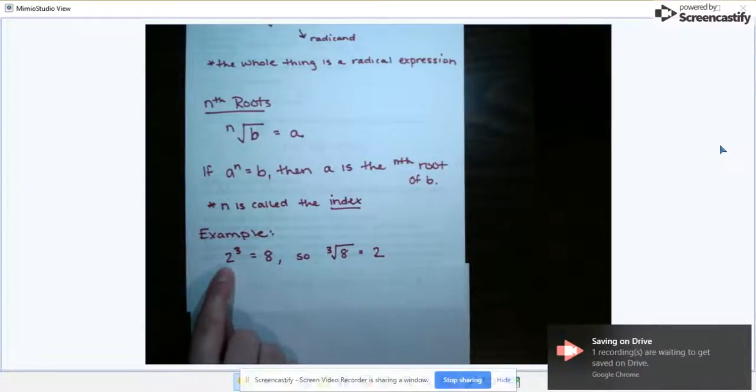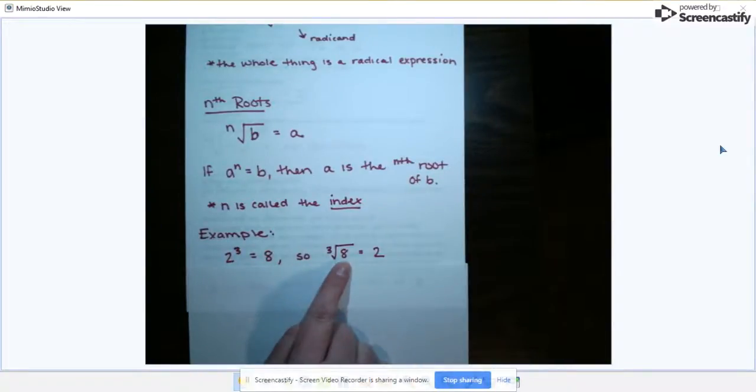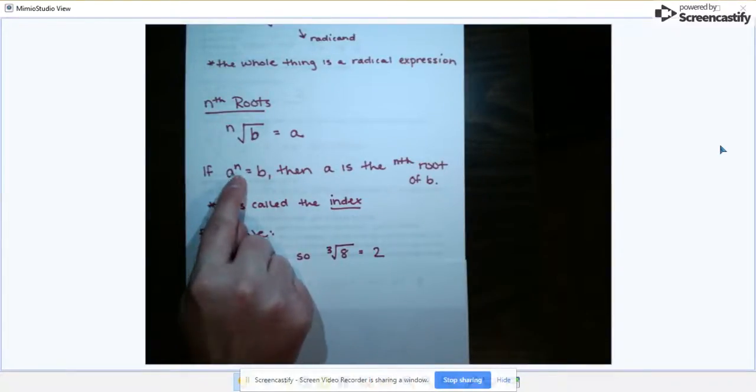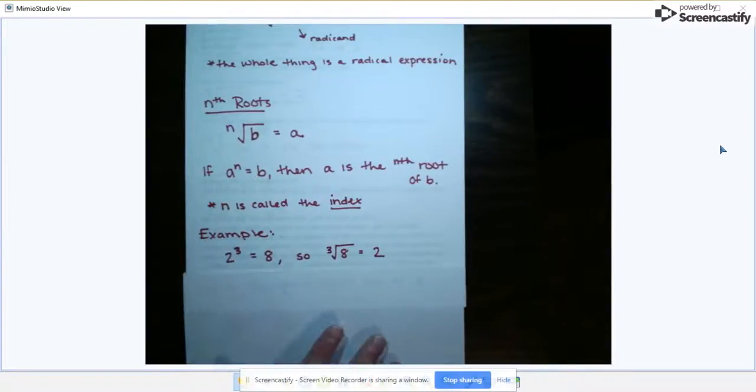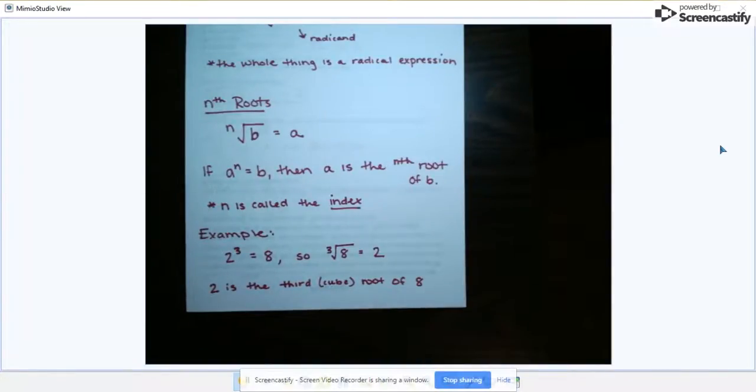So we know that 2 to the third power is 8. And if you were asked to find the cube root of 8, you would tell me 2. So that's how these two statements are related. So we say 2 is the third root, or we call it cube root. So 2 is the cube root of 8. Okay, so there's an example of how that rule works.